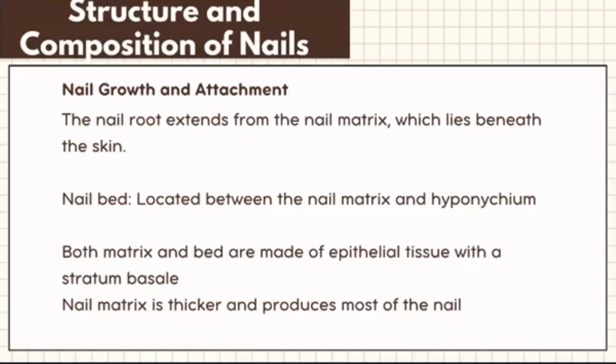Nail growth and attachment. The nail root extends from the nail matrix, which lies beneath the skin. The nail root is the starting point of the nail, where the nail grows from. The nail bed is located between the nail matrix and hyponychium. Both matrix and bed are made of epithelial tissues with a stratum basale. The nail matrix is thicker and produces most of the nail.